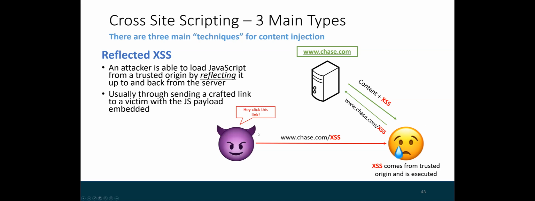So I might say, hey, click this link, chase.com/XSS. My payload is embedded inside the link. The user clicks the link. That payload gets sent to the server and then gets reflected back. The server just replays what was sent to it, and it sends back the content, but it also sends back my malicious payload. So that's called reflected cross-site scripting, and that's what I think you were getting at: that's one way we can get data, boom, up and back.